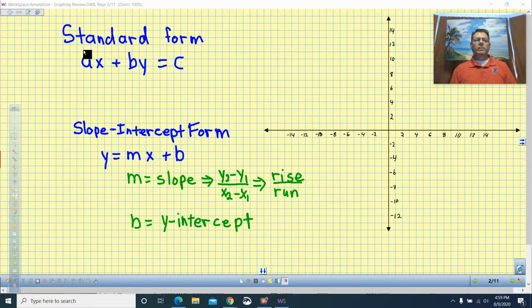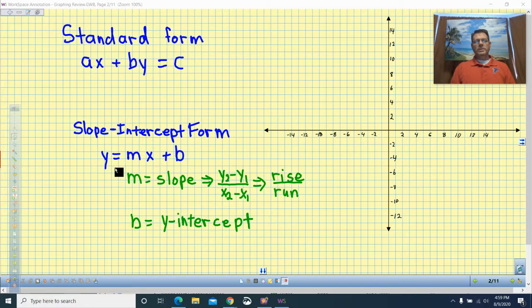But before we do that, we've got our coordinate plane here, and I've got it set up by twos. We've got two different forms. We've got the standard form, which has the x and the y on one side and the constant on the other. And a standard form, you want a positive out front generally, and no fractions.